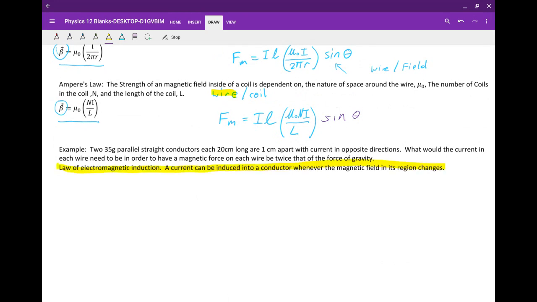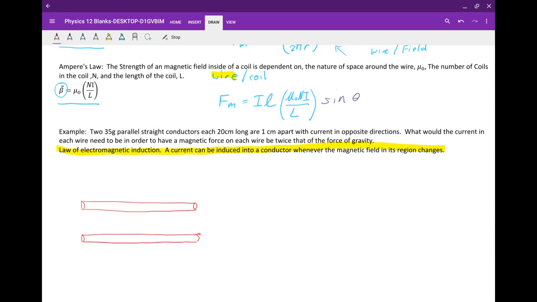Question is, I've got now 2 parallel wires. So I'm going to write those down like this. And there's one, and there's the other. One above the other, let's say. Their mass is 35 grams, so the mass of the wire is 35 grams. Let's write that in kilograms, so 0.035. They're each 20 centimeters long, so I'm going to go with 0.2 meters.